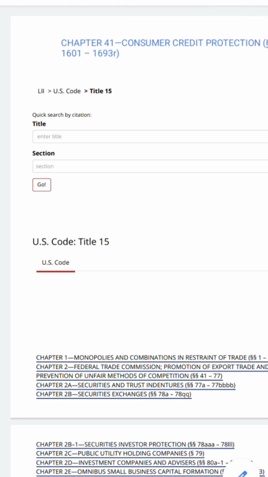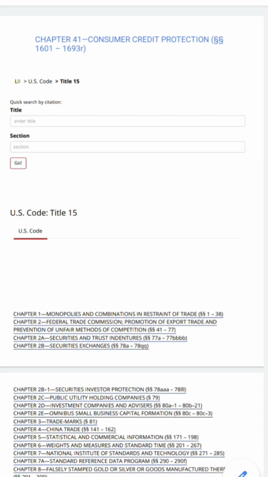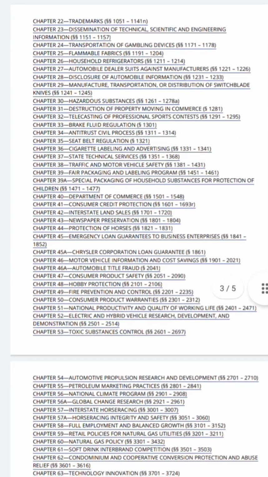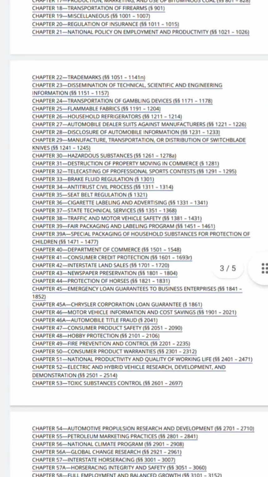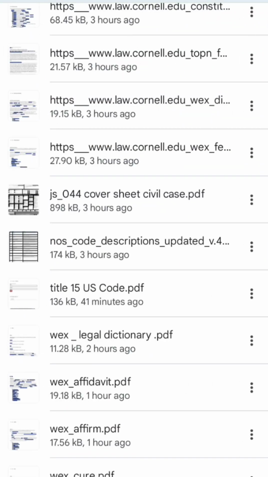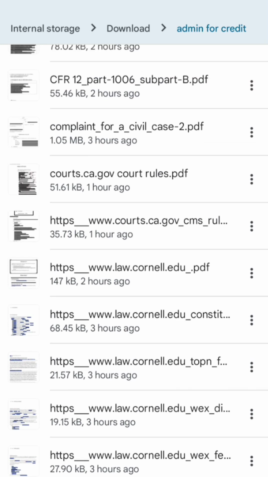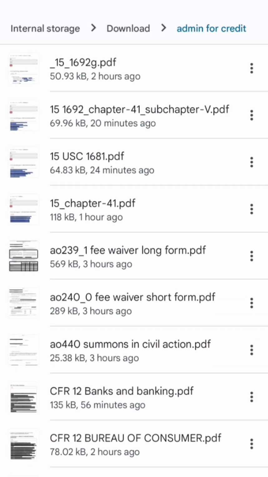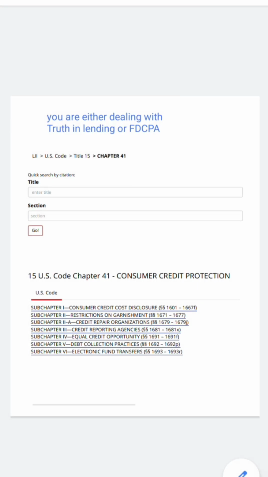So we are in U.S. Code Title 15, okay? Consumer credit protection. So we would scroll down, find Chapter 41, and hit that. I'm going to back out of it because, like I said, I try to make this as easy, short, and simple as possible. Okay, so we are in consumer credit protection.